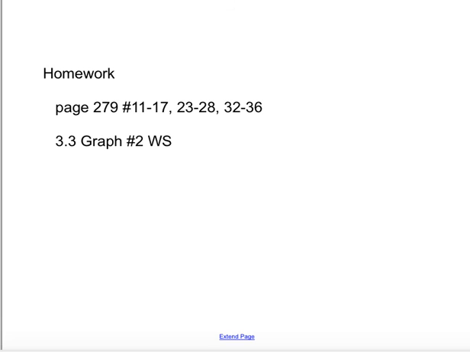So assignment there, and then the worksheet as well. So page 279, 11 through 17, 23 to 28, 32 to 36, and then on the 3-3 graph number 2 worksheet, if you could do those.